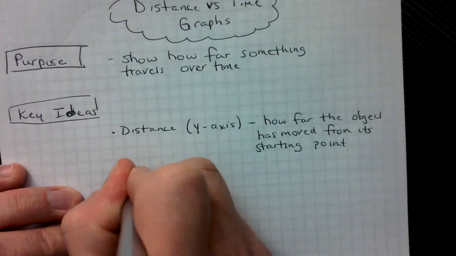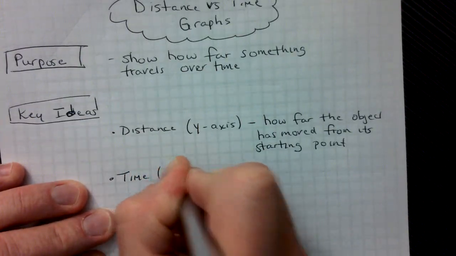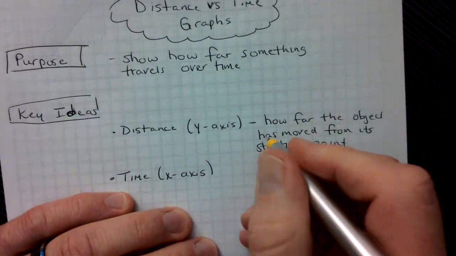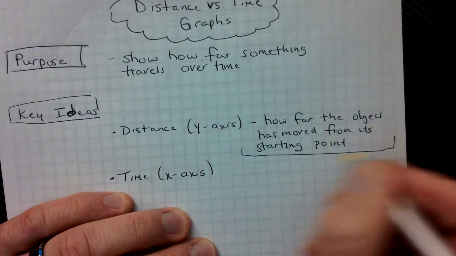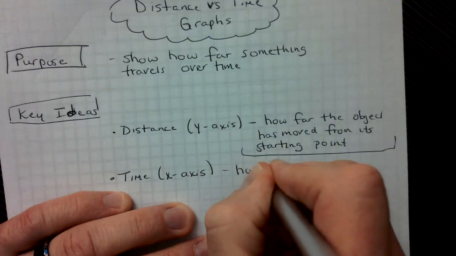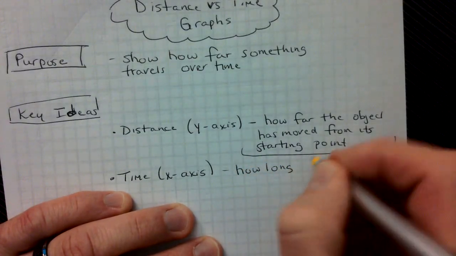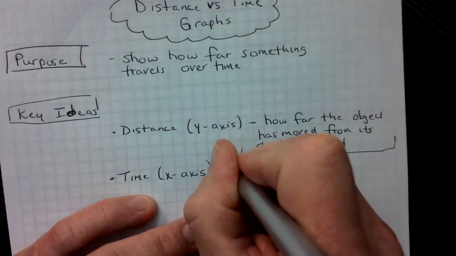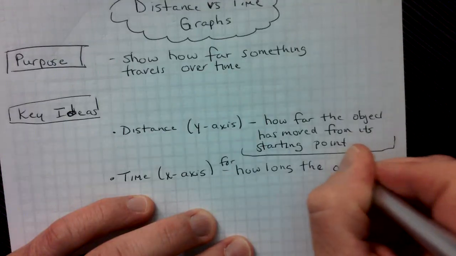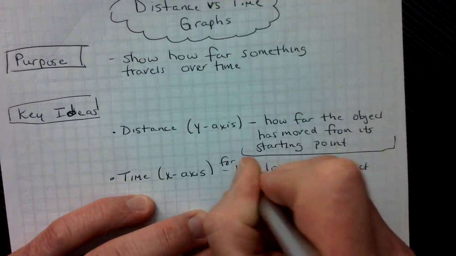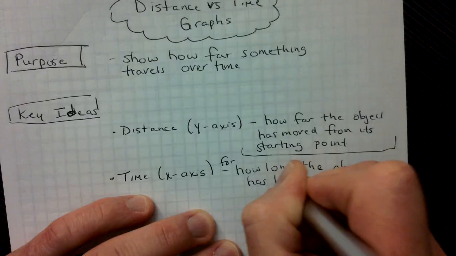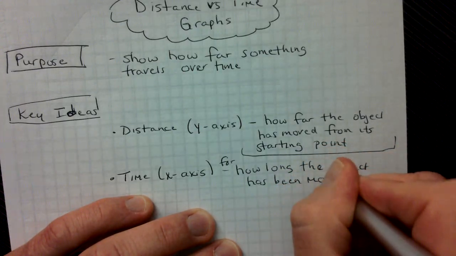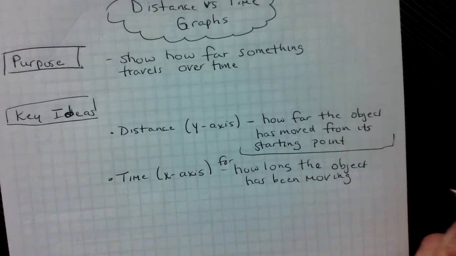Time is shown on the x-axis, and that tells us for how long the object has been moving. It might tell us seconds, it might tell us minutes, it might tell us hours, and so on and so forth.